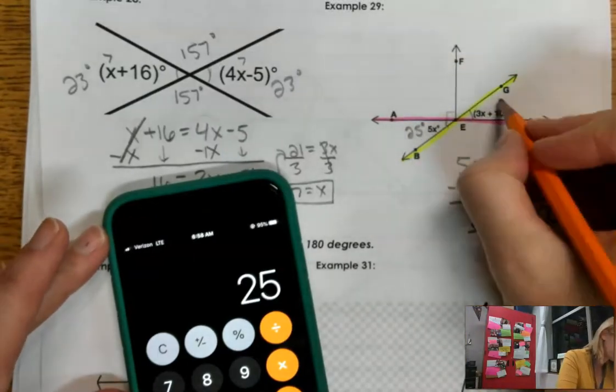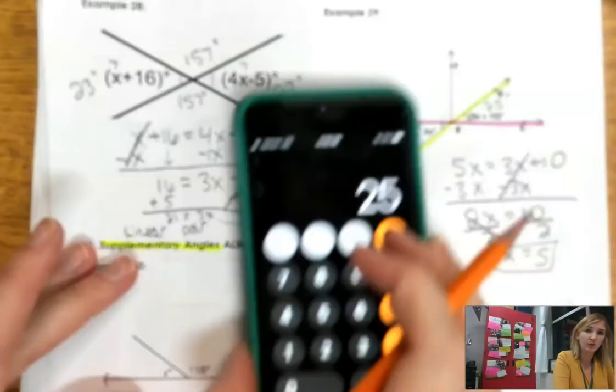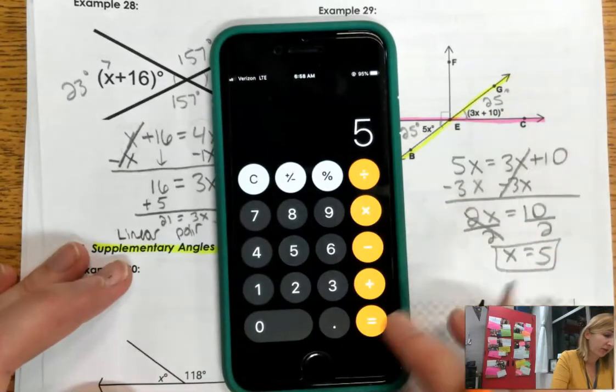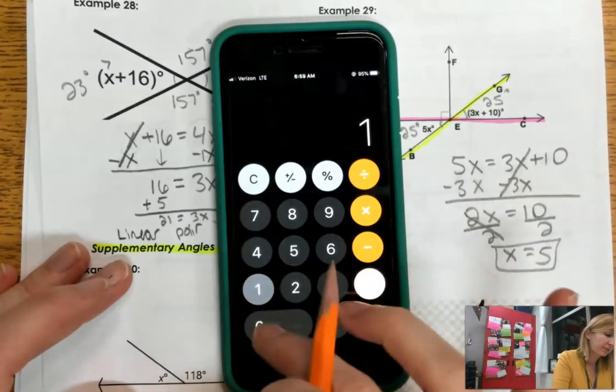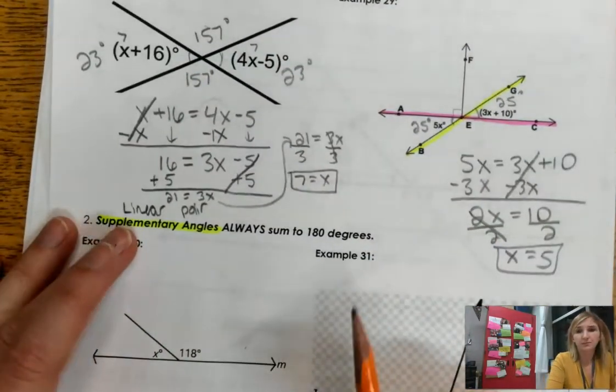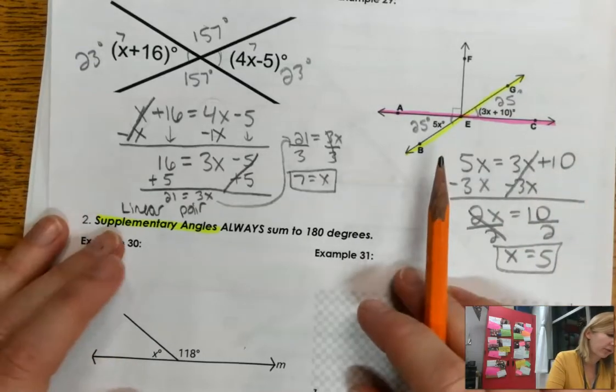If this is 25 degrees, then this should also be 25 degrees, but let's plug in x to make sure that we did it correctly. So I'm going to do 3 times 5, because x is 5, which is 15, plus 10 is 25. All right, now I can solve for the rest of these angles.